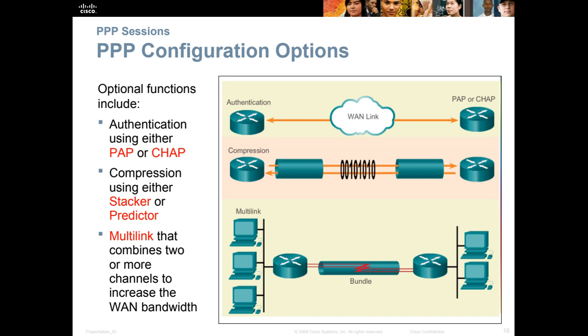Also here, other than PAP or CHAP, you have extra options. You can do compression using stacker or predictor. And as our colleague here mentioned, here we can do the multiples, or we call it multi-link, which combines 2 or more channels to increase the WAN bandwidth. All right? So these are the optional functions of PPP. You have to remember them, please.